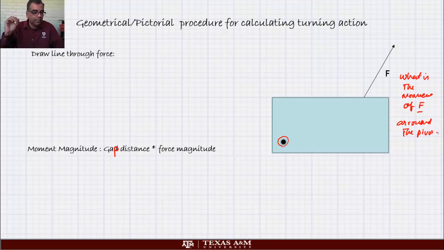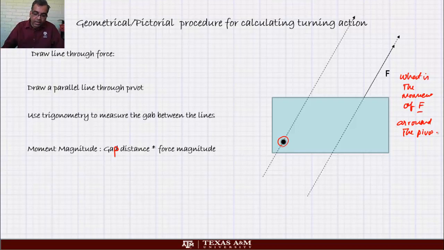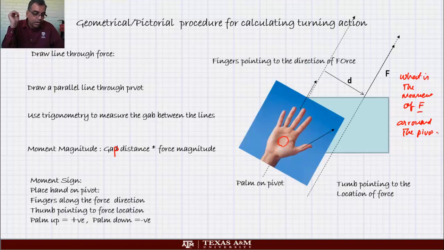You will see that. So first step is draw a line through the force. There, I have drawn it. Okay. Second step, draw a parallel line through the pivot. There. That's the parallel line through the pivot. And then use trigonometry to find the gap distance. That's the gap distance. That's how far away the parallel line and the original force were. Now it's very easy. You just have to do gap distance times force magnitude.